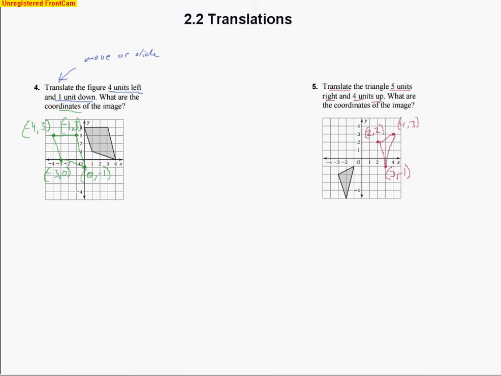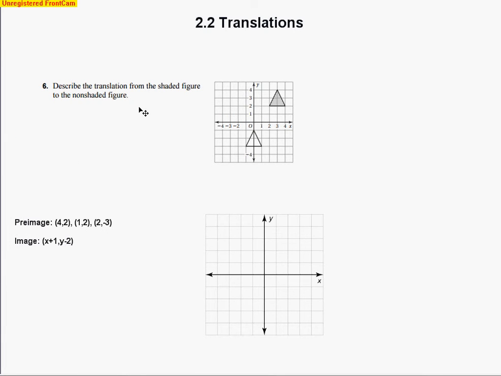And moving on to the next type of problem that we'll see. Here we have to describe the translation from the shaded figure to the non-shaded figure. So this is our pre-image, and down here is our image.